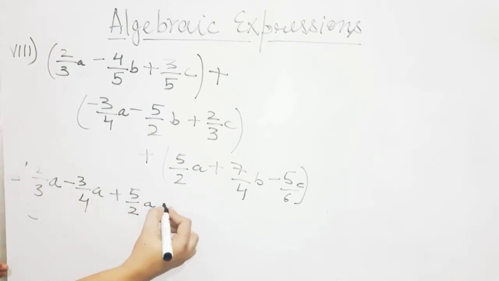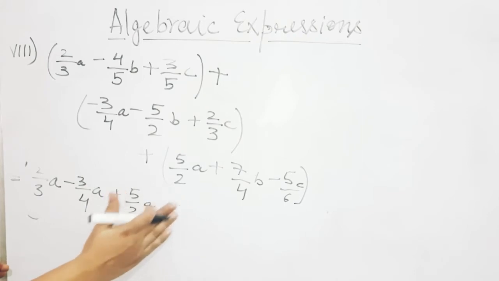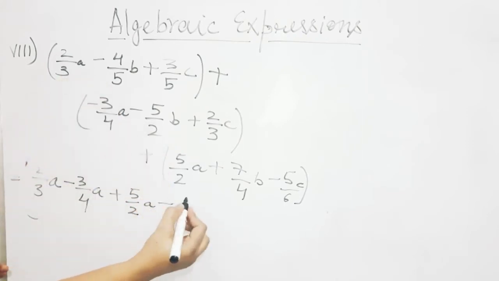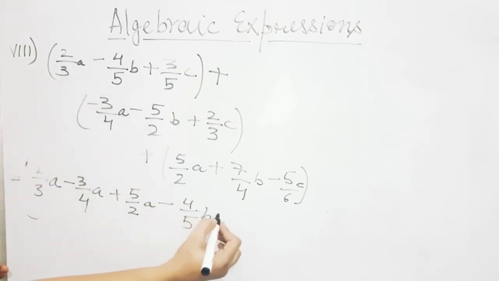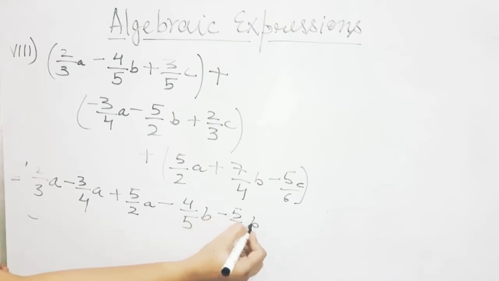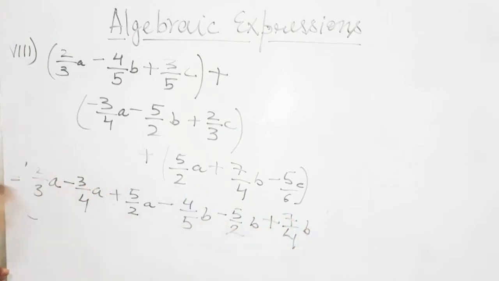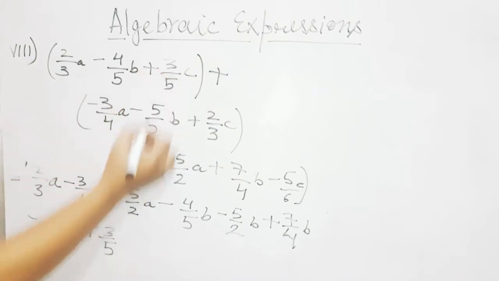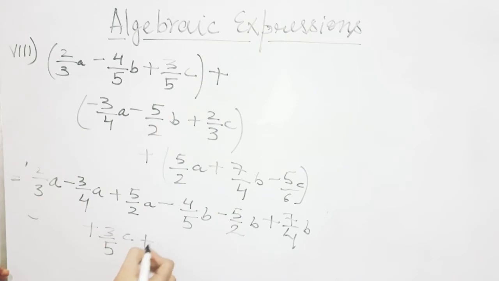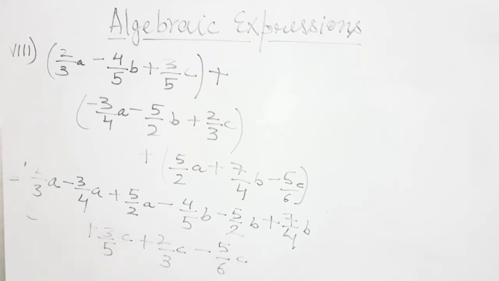Now the next step is to keep all the b's together. So the first b is having a negative sign. So minus 4 upon 5b minus 5 upon 2b plus 7 upon 4b. So now I have kept all the b's together. Now the last step is to keep all the c's together. So first c is having a positive sign, plus 3 upon 5c plus 2 upon 3c minus 5 upon 6c. So as you all can see that I have collected all the like terms together.